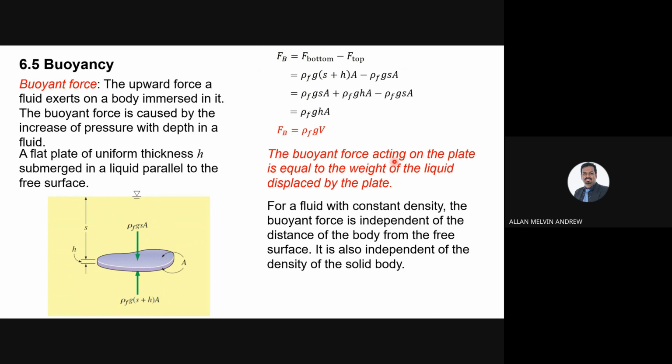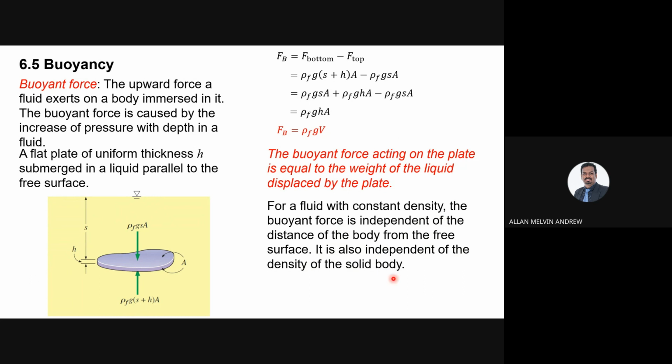Let's say a body has a weight, and you put it in a container with water. The amount of weight coming out of the water is actually the force. That is what Archimedes tried to prove. For a fluid with constant density, the buoyant force is independent of the distance of the body from the free surface. It is also independent of the density of the solid body.